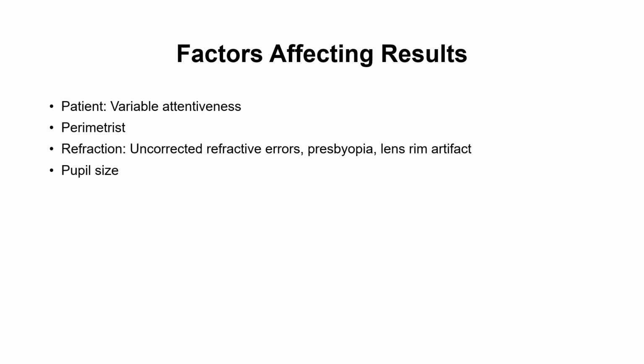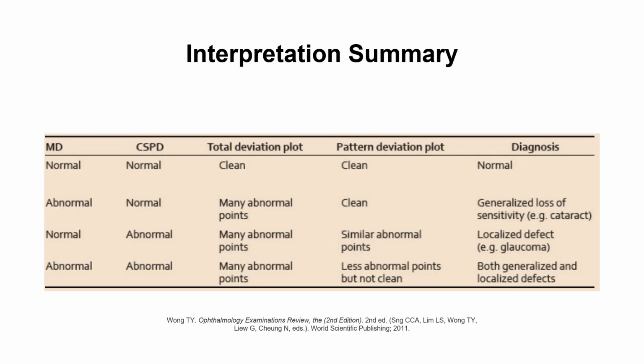Now we have just a summary of how to interpret the visual field. If you see that the MD, mean deviation, is normal, and the corrected pattern standard deviation, which is, as we said, the short-term fluctuation corrected, is normal, and the total deviation plot is clean and the pattern deviation plot is clean, then this is a normal diagnosis.